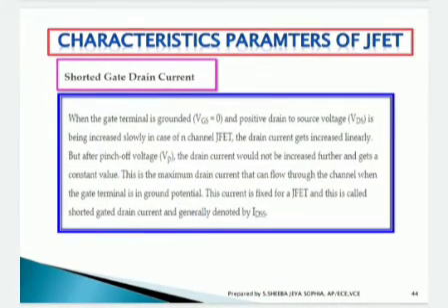Moving to another parameter, shorted gate drain current. When the gate terminal is grounded and the positive drain to source voltage is increased slowly in an N-channel JFET, the drain current increases linearly, but after the pinch off voltage, the drain current does not increase further and stays at a constant value. This is the maximum drain current that can flow through the channel when the gate terminal is at ground potential. This current is fixed for a JFET and is called the shorted gate drain current, generally known as IDSS.